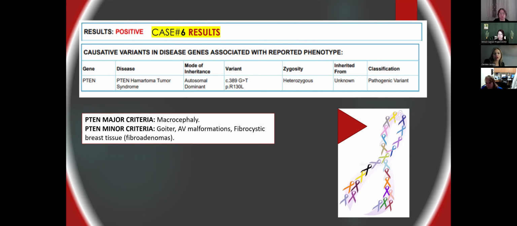Again, PTEN has major criteria and minor criteria. I just listed what she happened to meet, but there's actually a lot of different things there, like uterine fibroids and such.